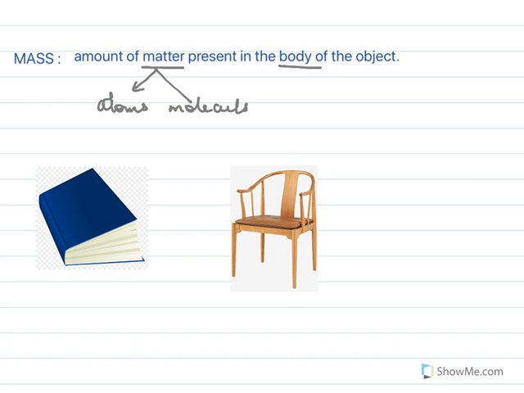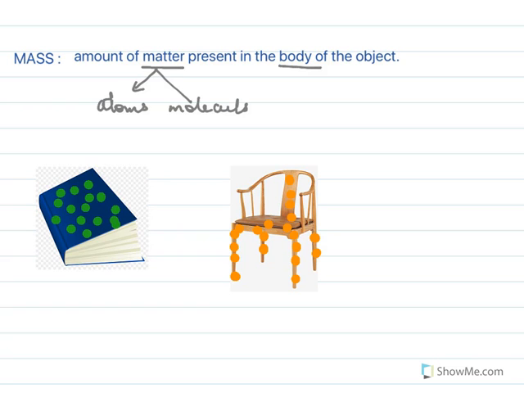Now, if you take an example of this book, what we mean by the mass of this book is all these molecules of paper present in the book, which is called the matter or the mass. Take the example of the chair. The chair is made up of all these atoms and molecules, and this constitutes the mass of these objects.